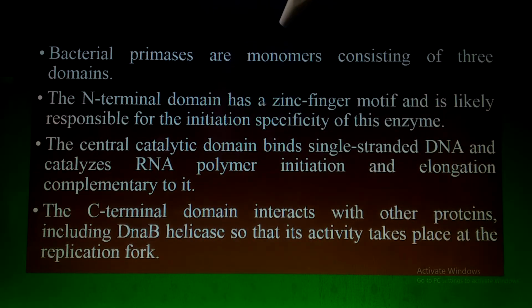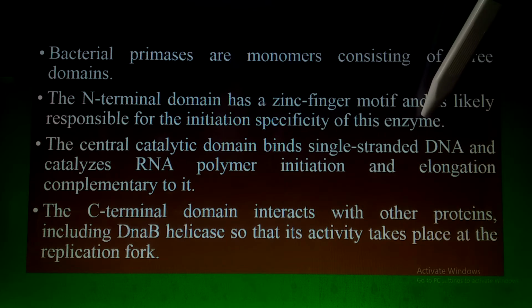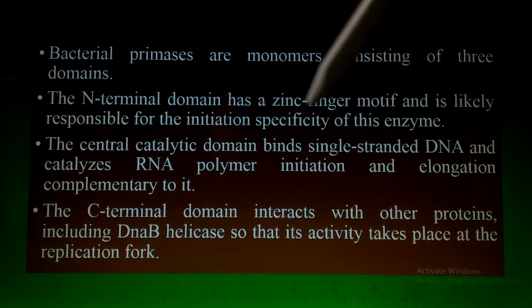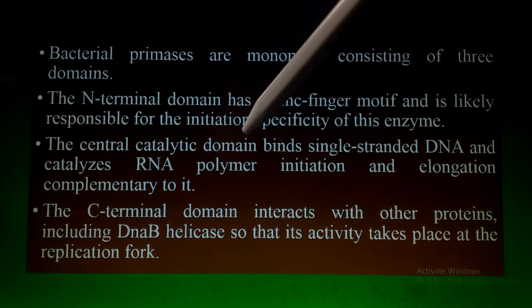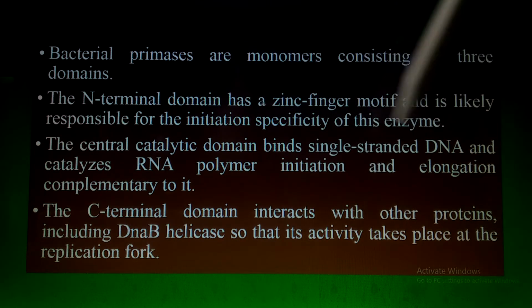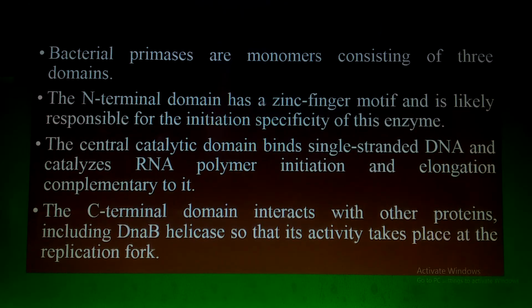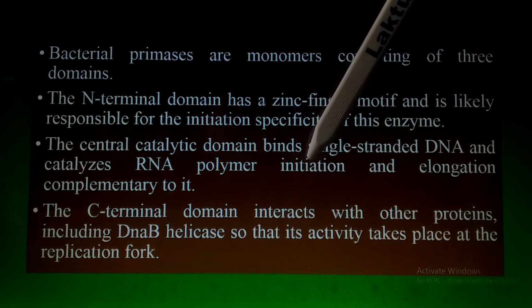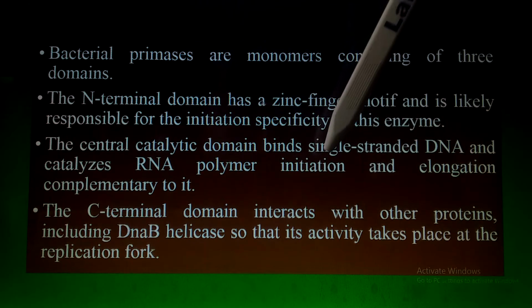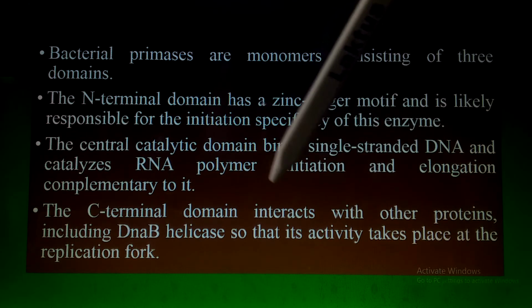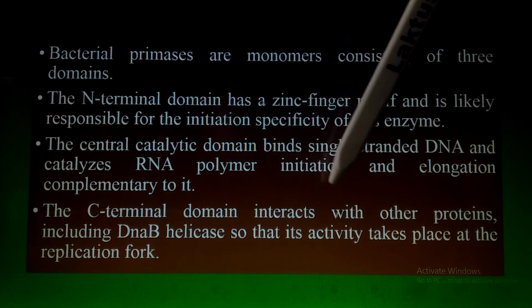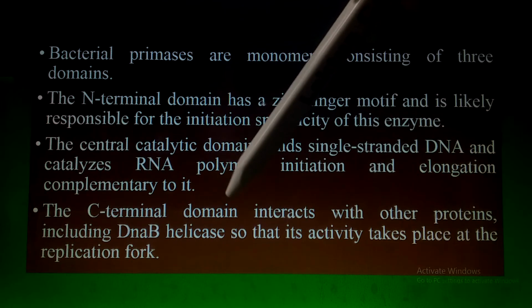Now this N-terminus domain has a zinc finger motif and is likely responsible for the initiation specificity of this enzyme. Is it clear? Now the second point is that the central catalytic domain binds single-stranded DNA and catalyzes RNA polymer initiation and elongation complementary to it. Is it clear? This starts the initiation and then the elongation of the RNA primer. The C-terminal domain interacts with other proteins, including DnaB helicase.